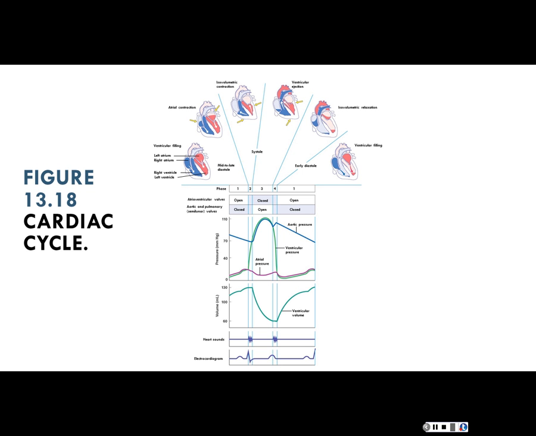Again, this should be labeled as figure 13.18 in your textbook. This is correlating all the events of the cardiac cycle. We have 4 chambers to talk about, 2 that are alike. And so, again, the reference is usually to the left ventricle, because the left ventricle is the one that sends blood out to our systemic circuit, which we can measure.